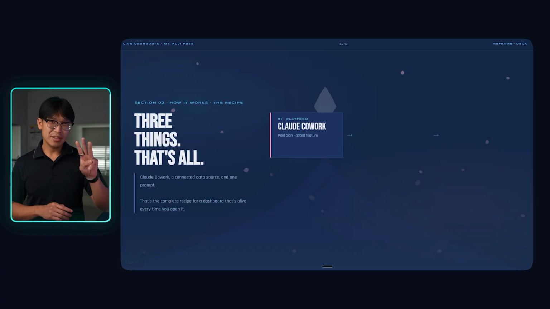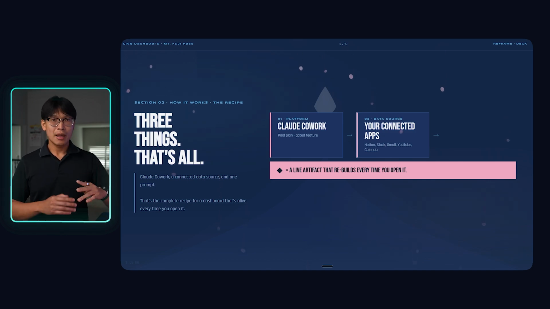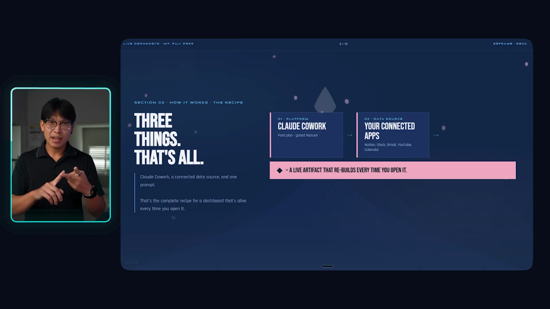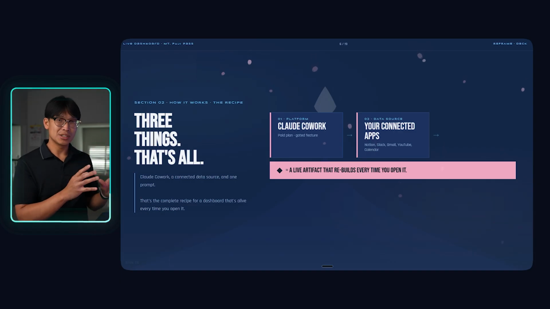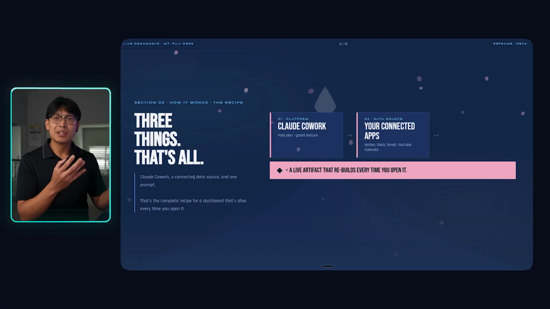Now, there are 3 things that you need to make this work. First, Claude Cowork. This feature is gated to paid plans only. Second, a data source. That's wherever your live information lives: Notion, Slack, Gmail, Google Calendar, whatever you connected through Cowork's integrations. And third, a prompt. You can describe what you want to see and Claude builds the interface.